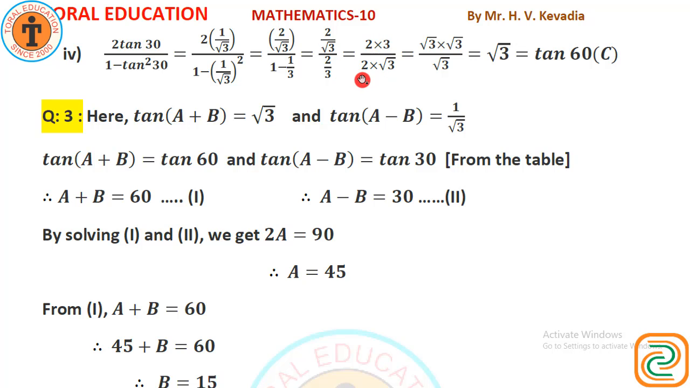Same thing happens again, 2 cut, and root 3 into root 3, that is 3 upon root 3. Therefore, this will be cut off, root 3, and our answer is root 3. So, at the value of theta, we get root 3. So, option C is correct.